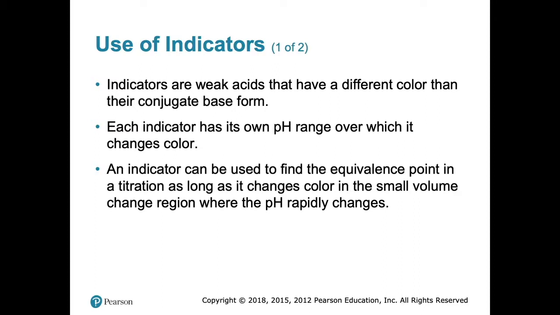So each indicator has its own pH range in which it changes color, right? And an indicator can be used to find the equivalence point in the titration, as long as the color rapidly changes in the small volume region, because you want the indicator to change where the titration curve is steep for what you're titrating.